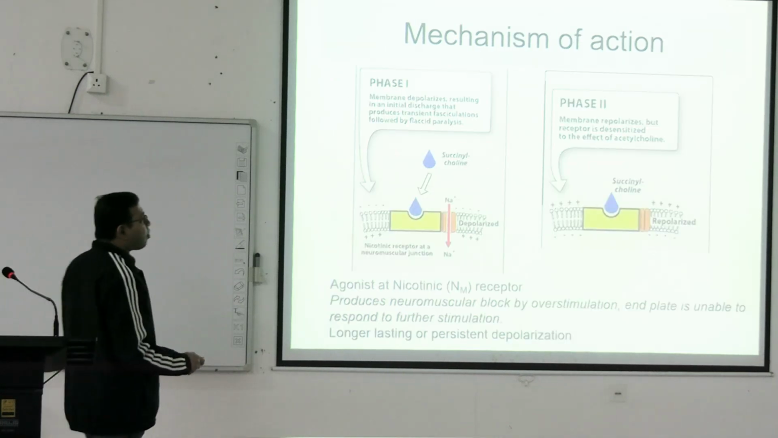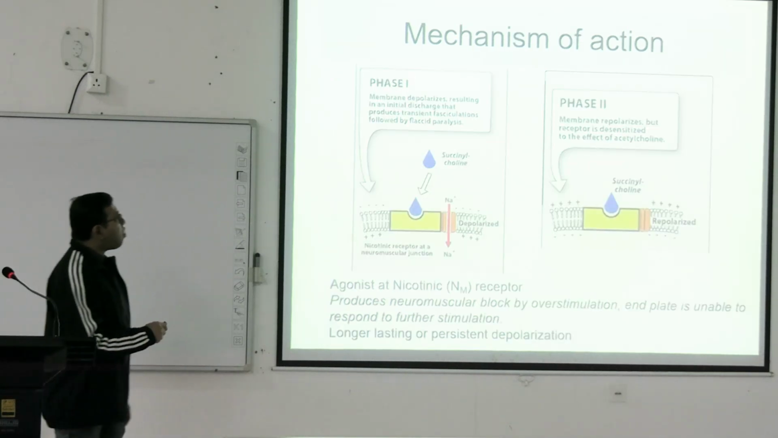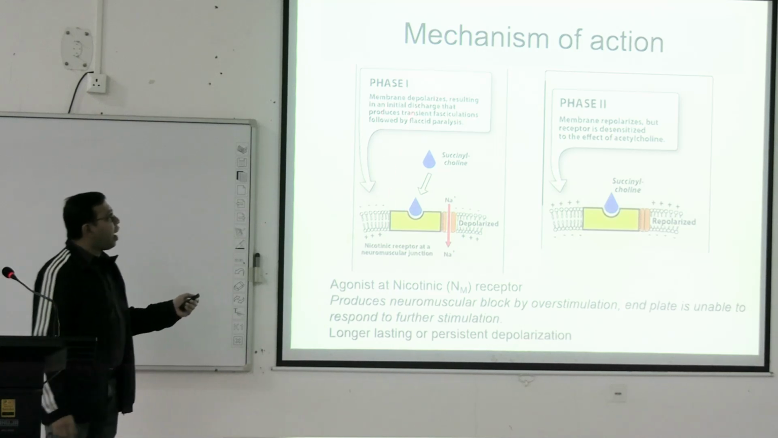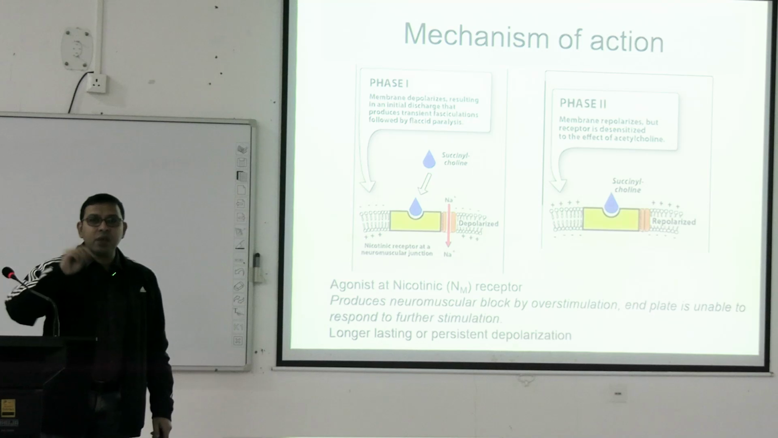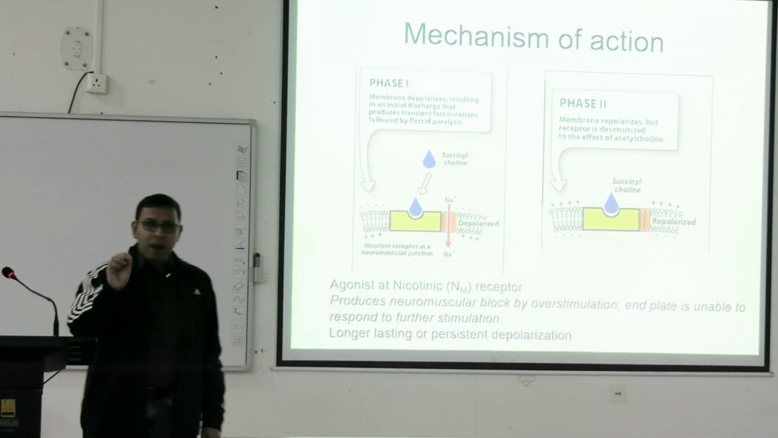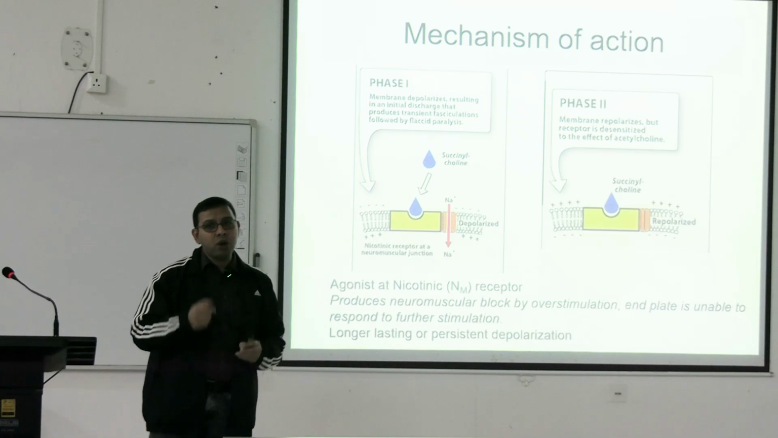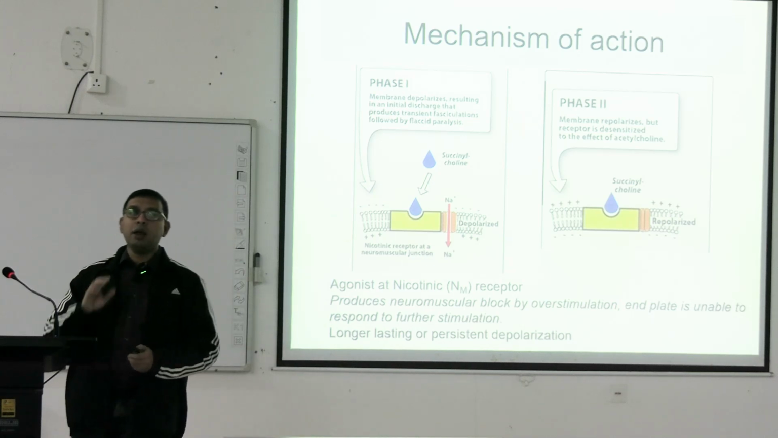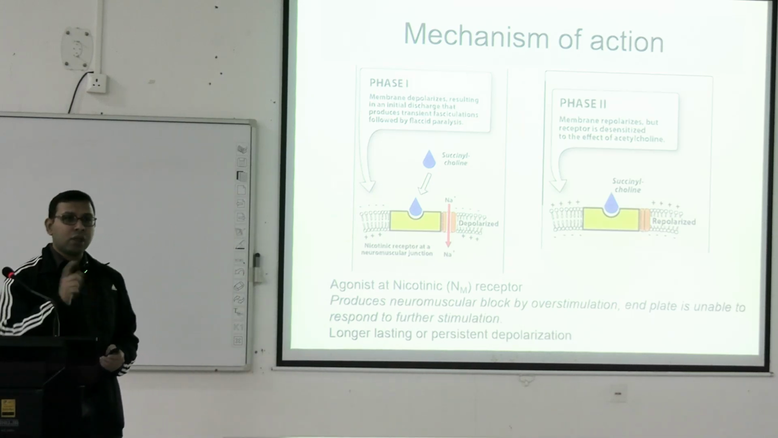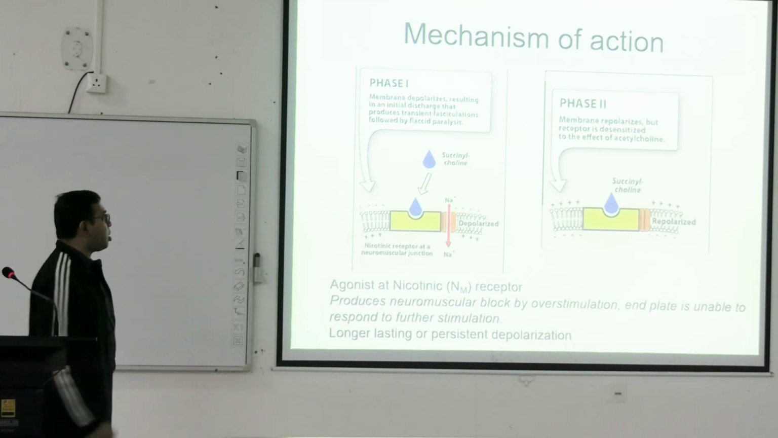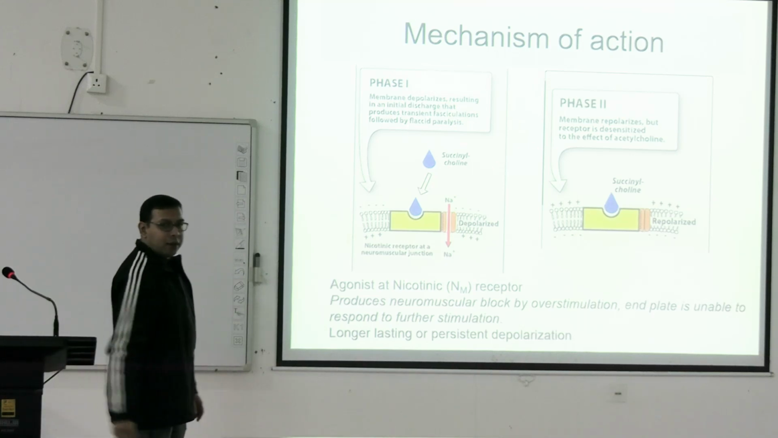So the phase 1 block, phase 2 block, the same thing. In phase 1 block, the membrane depolarizes, resulting in an initial discharge that produces transient fasciculation. Since it is a depolarizing block, some muscle contraction happens when we are using succinylcholine first. This is known as fasciculation. After some sustained contraction, muscle relaxation happens, and after that flaccid paralysis happens.